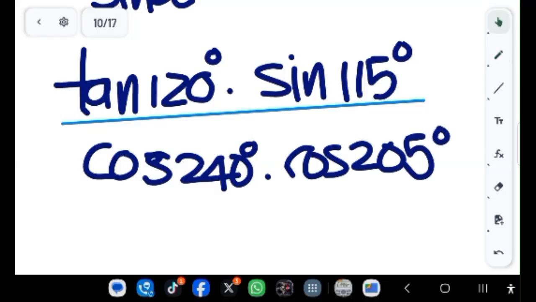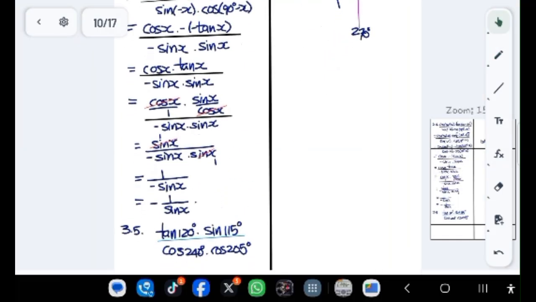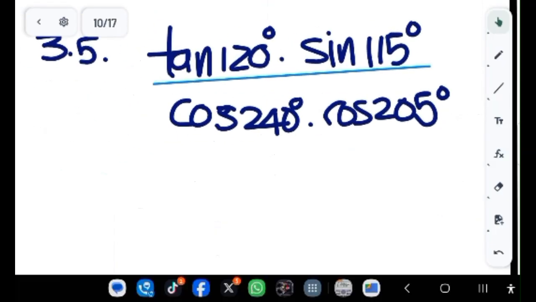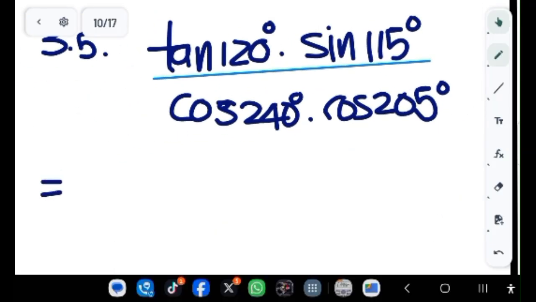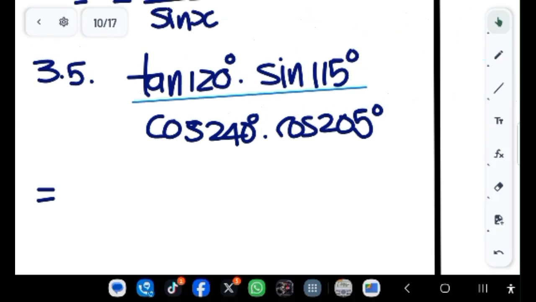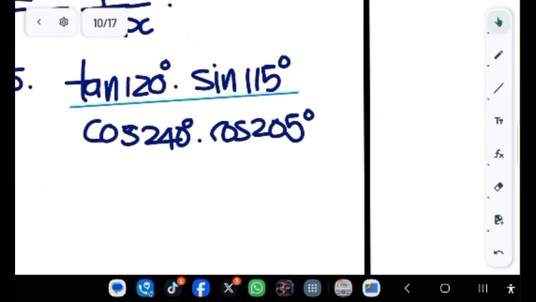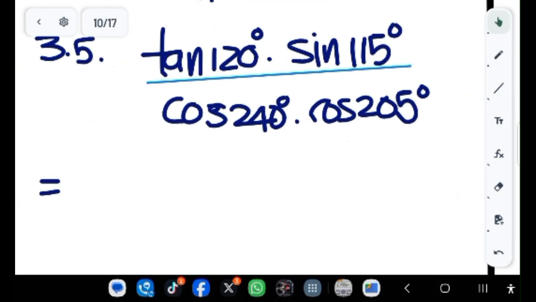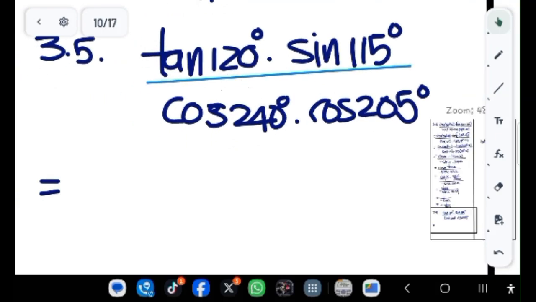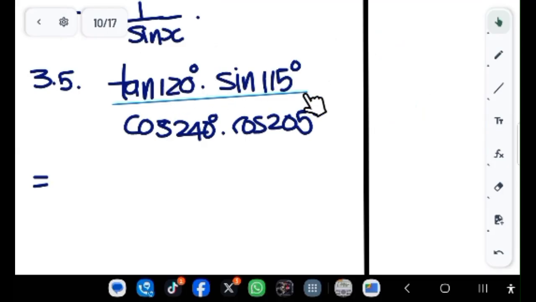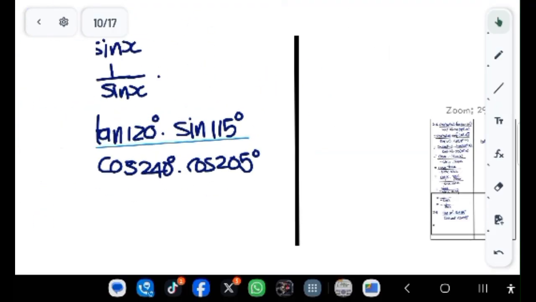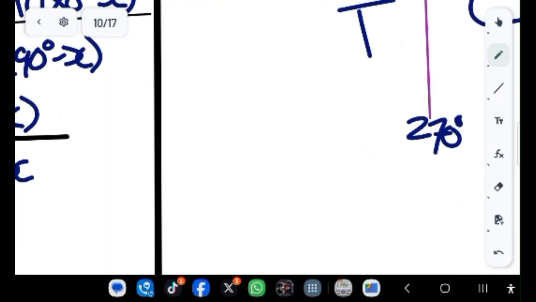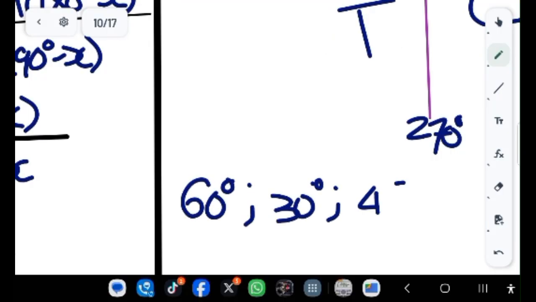Okay, we're going to use the same CAST diagram to help us reduce this. Whenever they say without using a calculator, that means you're going to need those special triangles, the two right angle triangles with your 60, 30, and 45 degree angles. So you express all these angles in terms of compound angles involving your 60 degrees. So we're going to need our 60 degrees, 30 degrees, 45 degrees, and 90 degrees, obviously.